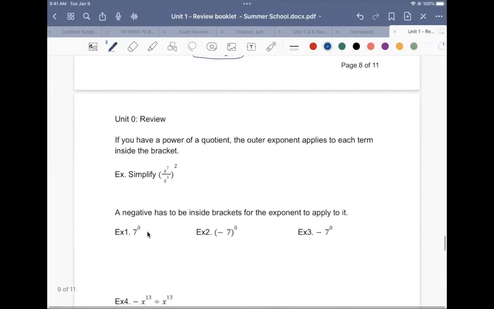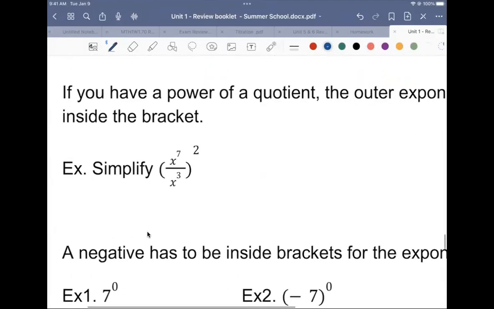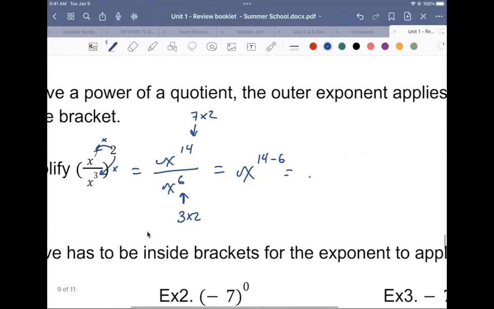If you have a power of a quotient, the outer exponent applies to each term inside the brackets as well. So just like we just did with fractions, this is going to multiply, this is going to multiply, and I will get x to the power of 14 over x to the power of 6, that's 7 times 2, that's 3 times 2. This can simplify down to x to the 14 minus 6, which will give me x to the power of 8.